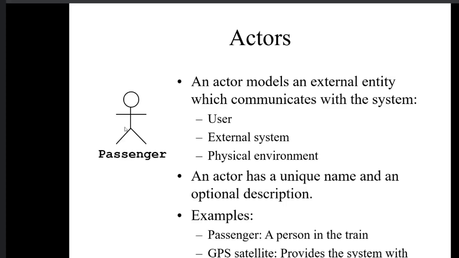So every actor will have a unique name, and you may also have some description if you want to keep. Okay. So, for example, a passenger, and description is something like a person who is traveling. GPS satellite. Okay, this is an example of an external system, which provides the system with the GPS coordinates.